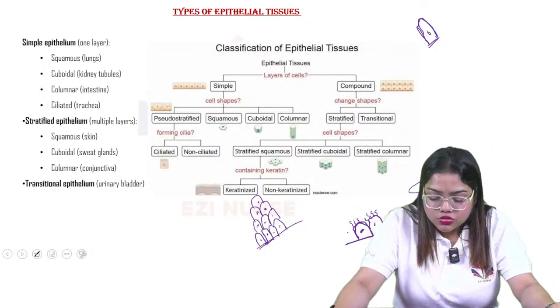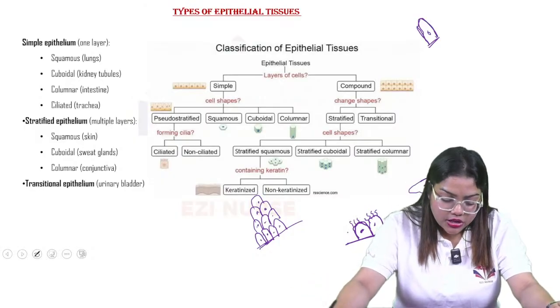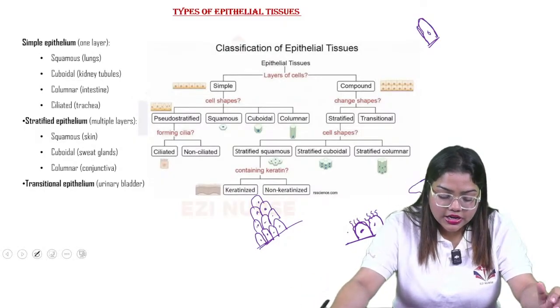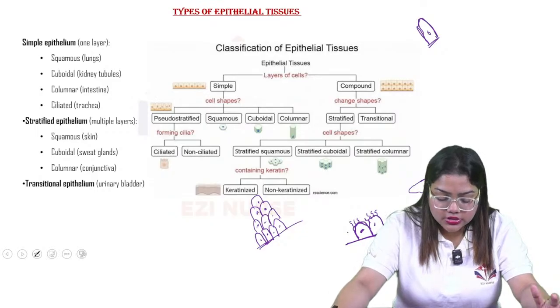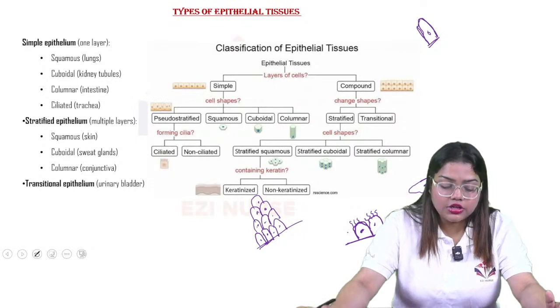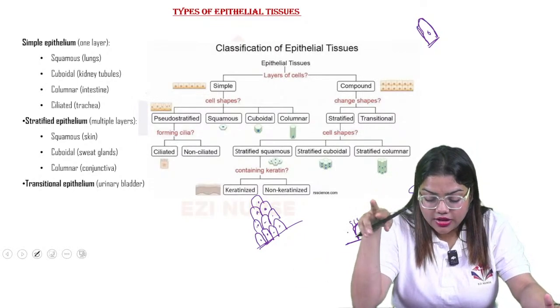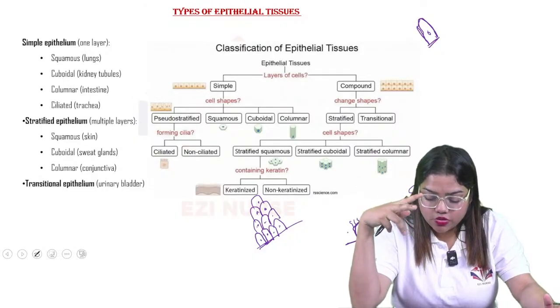So stratified squamous cell you can see in the skin, the stratified epithelium cuboidal cells you can see in the sweat glands, and the columnar one you can see in our conjunctiva.